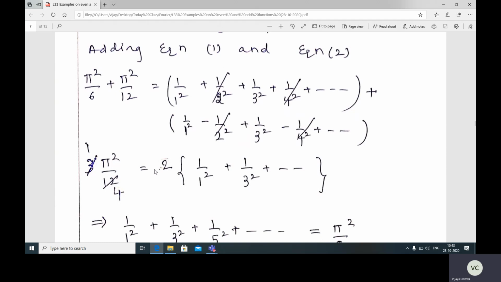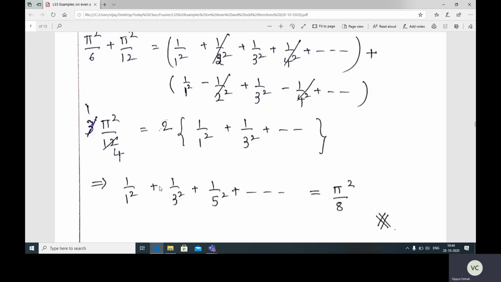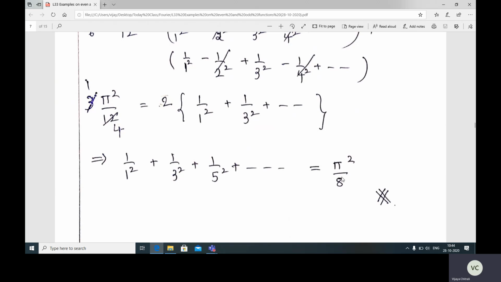Take this 2 from RHS to LHS. So this is in numerator, so it comes to this side as denominator. So we'll get here pi square by 8. So pi square by 8 is equal to 1 by 1 square plus 1 by 3 square, you can guess here, plus 1 by 5 square plus 1 by 7 square plus 1 by 9 square plus so on.